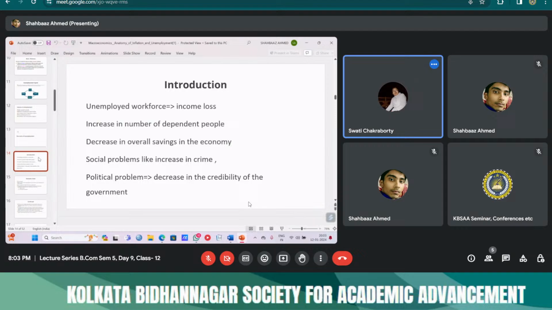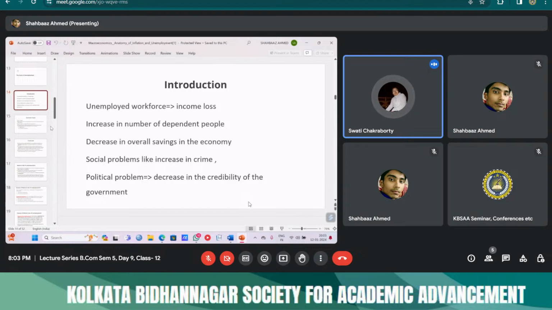Now, when we talk about the cost of unemployment, a little on it. When there is unemployment in the economy, the unemployment rate goes up. What happens? There's an income loss, right? A reduction in income. So what happens? There's an increasing number of dependent people. More people are dependent, fewer people earning means a decrease in the overall savings in the economy. Now, when savings decrease, what happens as a result? There is an increase in social crimes. When you don't have money to meet your basic needs, that's where crimes come up.